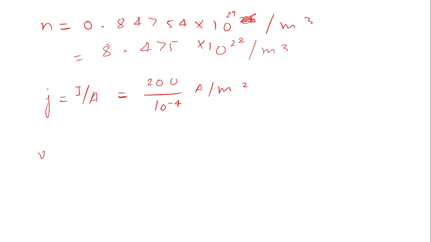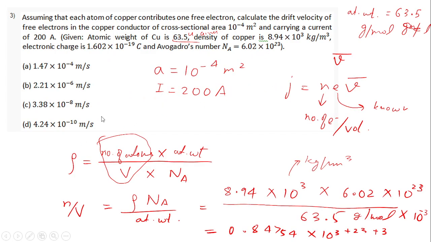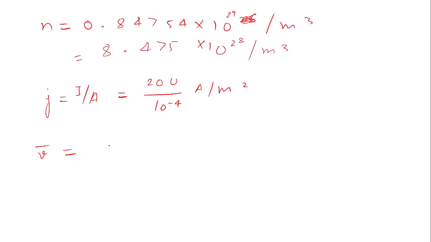So our drift velocity will be current density divided by nE. Current density divided by charge density and charge of current. This will be 200 times 10 to the power 4, right? This will be 10 to the power 4 when it comes in the numerator.